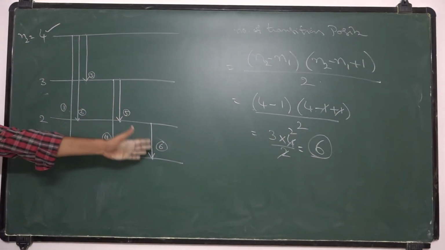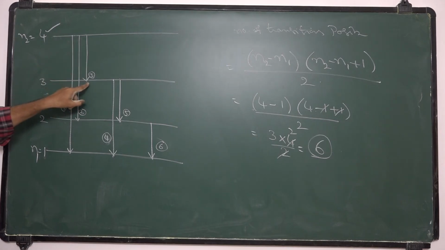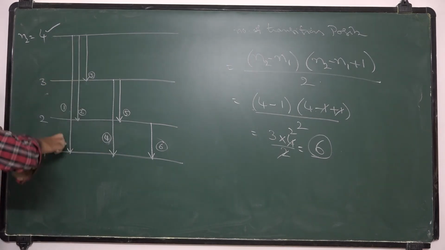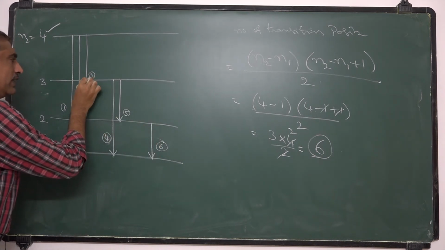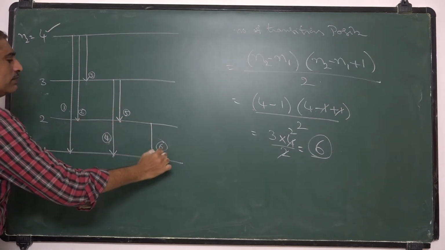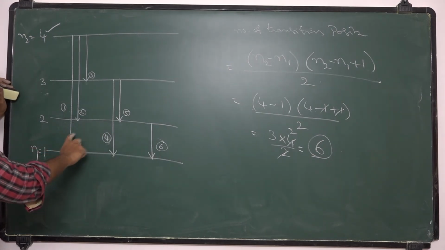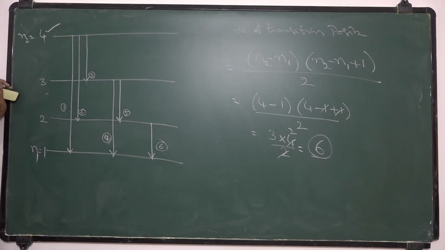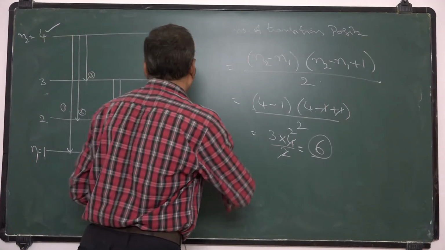Total 6 transitions. So it may directly jump from fourth to 1, fourth to 2, fourth to 3. Next, if it comes to the second state, then 2 to 1. If it is from 3, there are 2 possibilities, directly to 1 or to 2. So 6 transitions are possible: 1, 2, 3, 4, 5, 6. Suppose we take another example, 5 states.